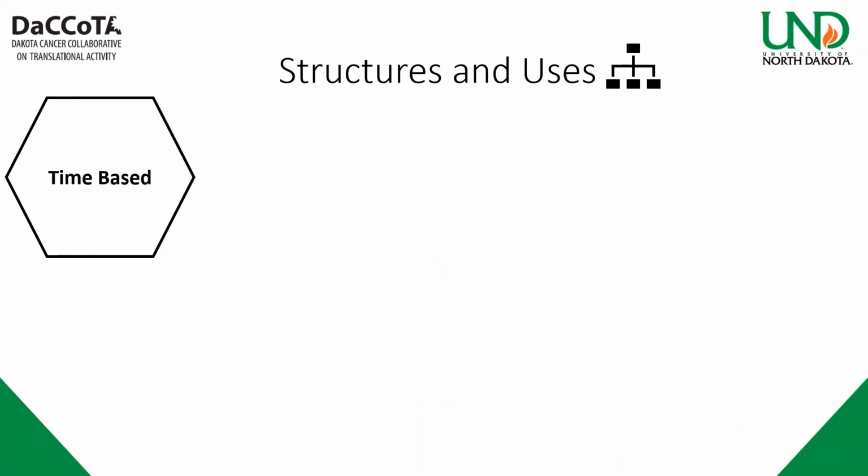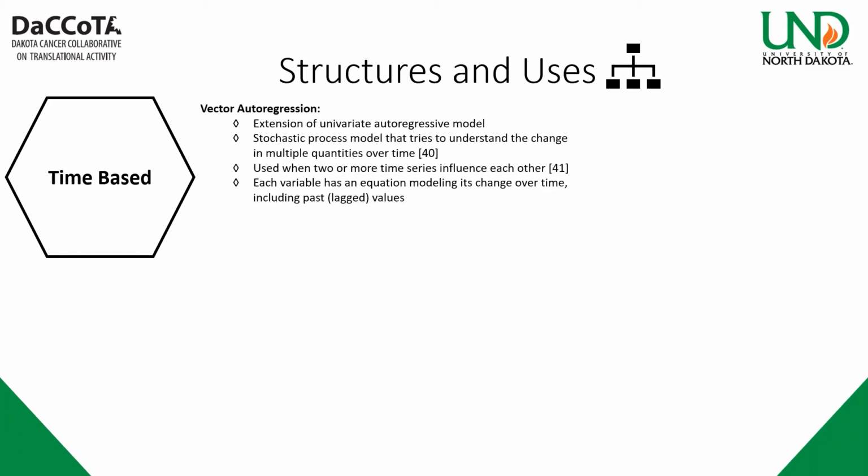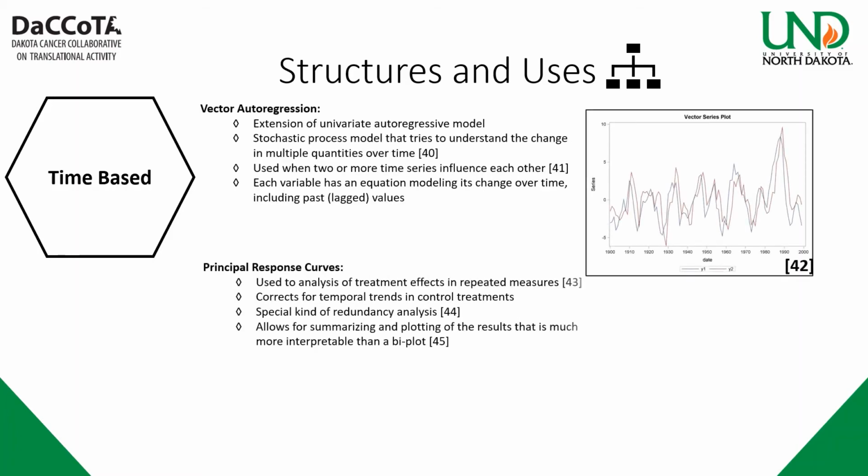Okay, let's wrap up here with some time-based. So the 2 we're going to cover here is vector autoregression and principal response curves. So vector autoregression, extension of univariate autoregression. So looking at some sort of variable, some sort of series over time. And with the multivariate component, you're looking at multiple quantities over time. So you're typically looking at 2 different series.